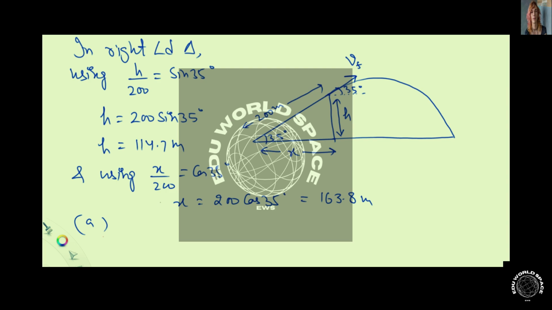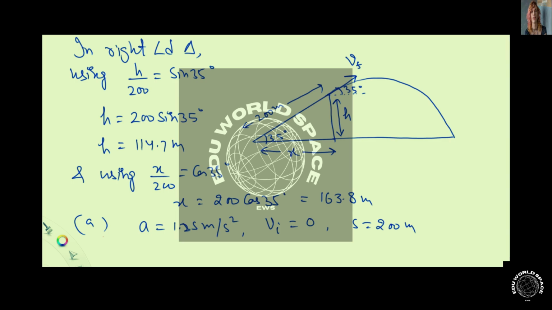Okay, now in the first part of the problem, first of all we find Vf. The acceleration of this toy rocket in upward direction is given as 1.25 meter per second square. It starts from rest, so Vi is equal to 0, and distance covered over the incline, S, is equal to 200 meter.